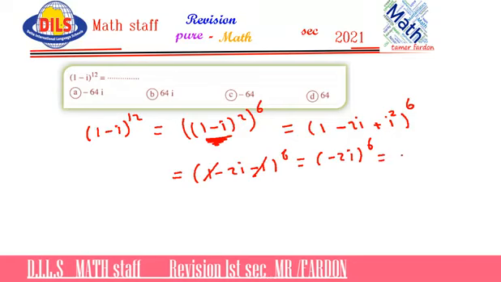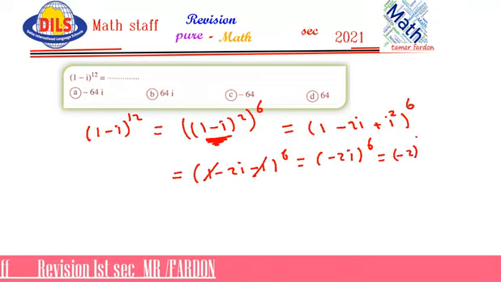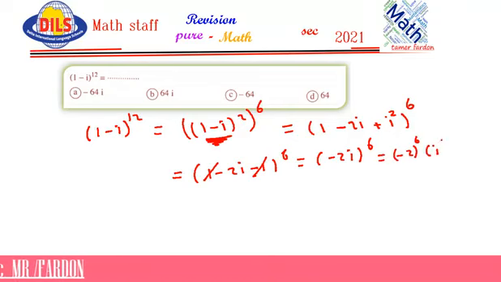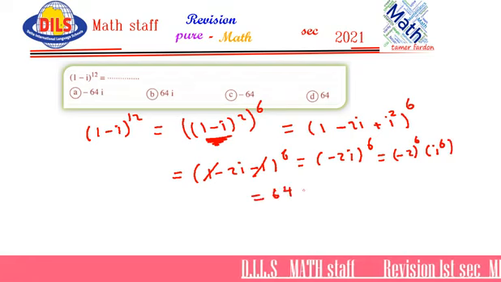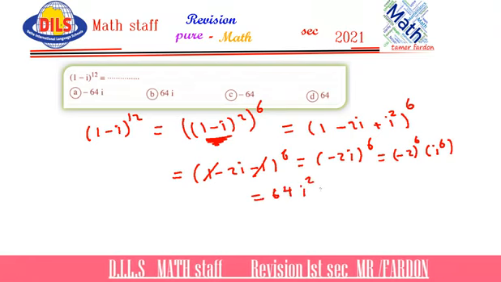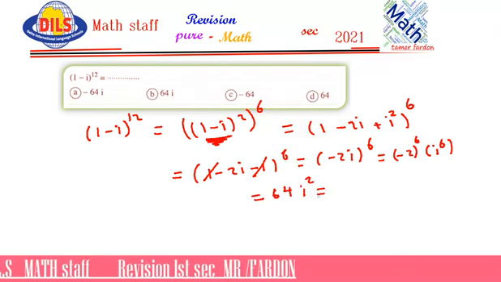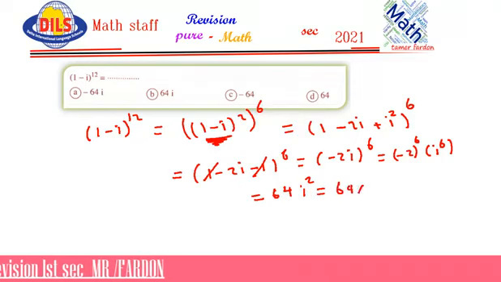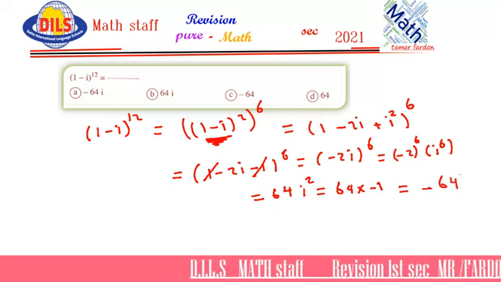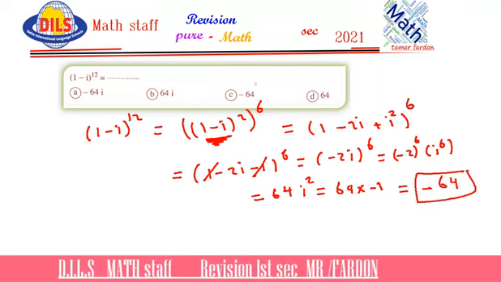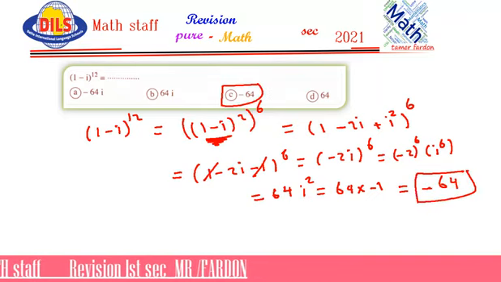This equals negative 2 to the power 6 times i to the power 6. Negative 2 to the power 6 is 64. i to the power 6 is equal to i squared cubed, so it equals negative 1. 64 times negative 1 gives negative 64, which is the correct answer. So our answer is C.